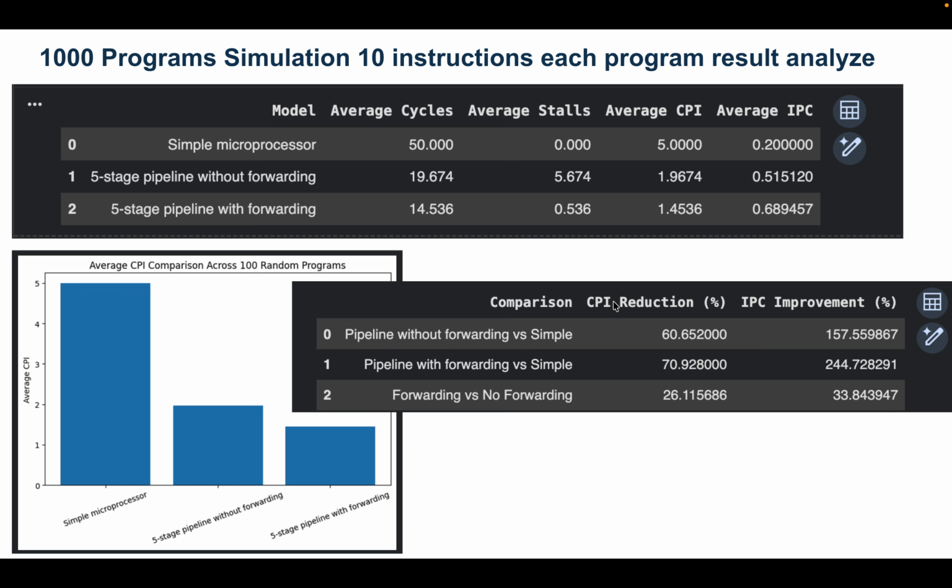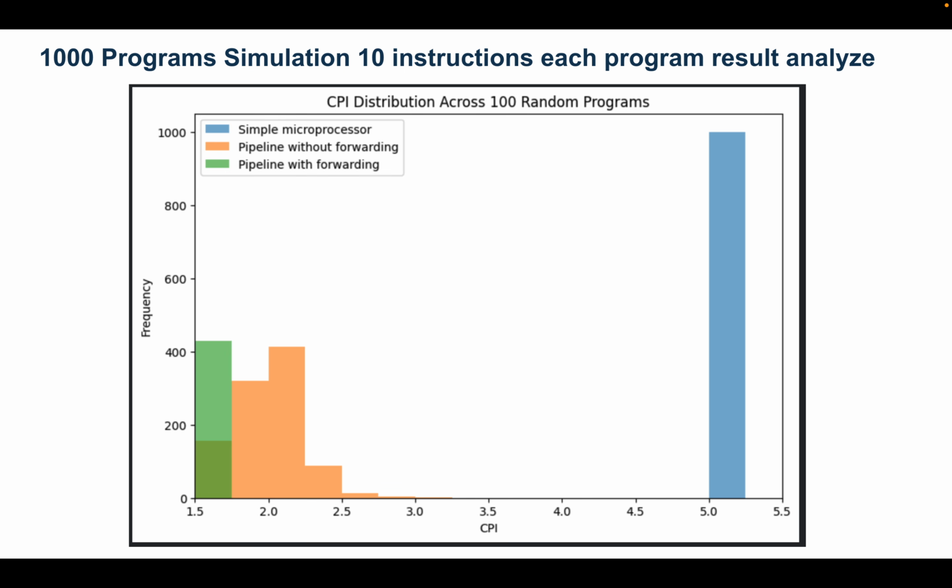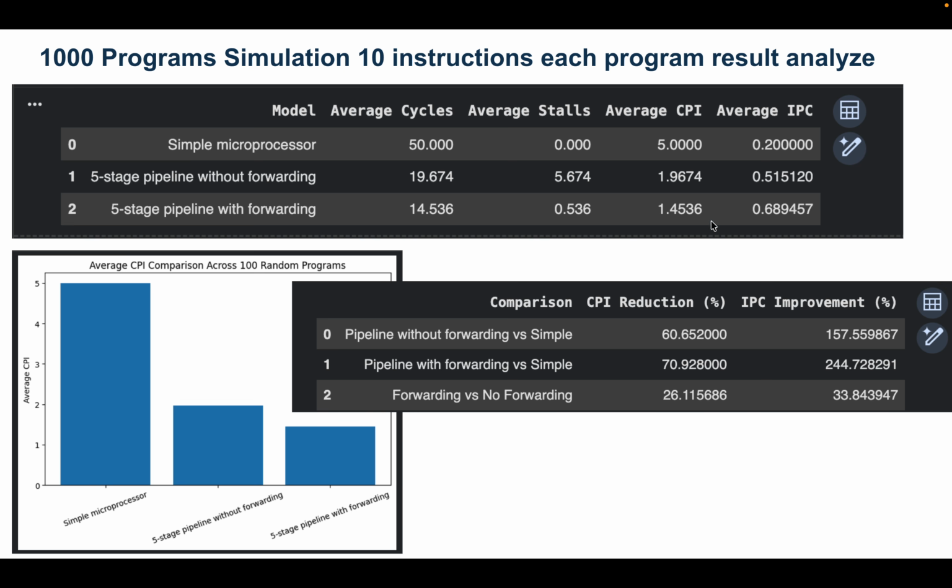And here, for the CPI of each model, if we compare the no forwarding with simple, the CPI drops 60%. If we compare forwarding with simple, it drops 70.9 to 93%. And even comparing the forwarding with no forwarding, the CPI drops 26%. And if we look at the average CPI, we see it dropped like 0.5 of the average CPI.